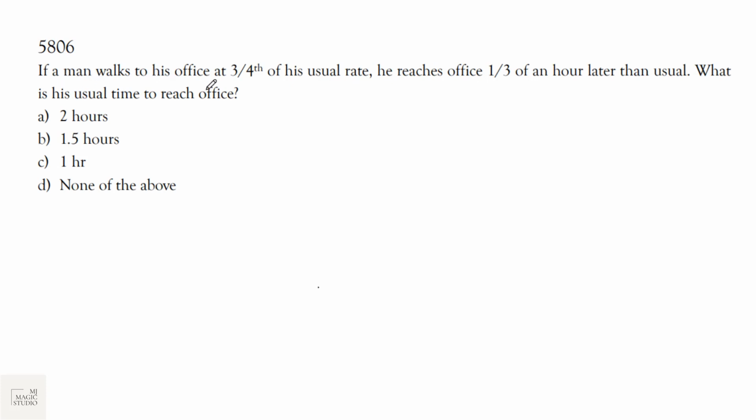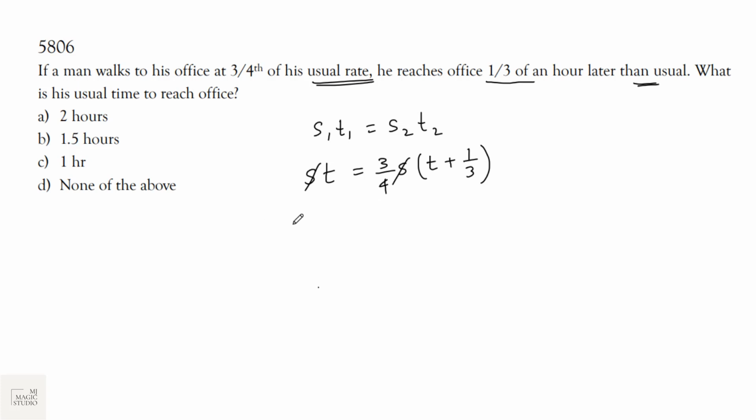If a man walks to his office at 3/4 of his usual rate, he reaches office 1/3 of an hour later than usual. What is his usual time to reach office? We know that S1 T1 equals S2 T2 if distance traveled is the same. Suppose usual speed is S and usual time taken is T. Today, speed is 3/4 of the usual, that is 3/4 of S, and time taken is T plus 1/3. Now if we solve this, we can get the value of T.